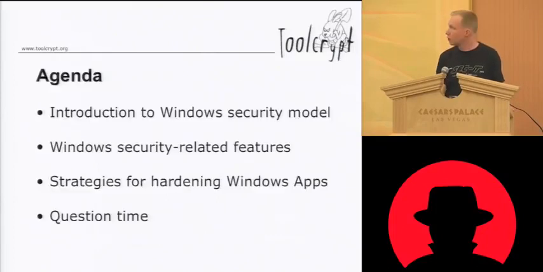So what's this talk all about? The agenda for today is I'm going to give you a brief introduction for those of you who aren't really up to speed on the Windows security model and how security works in Windows. Then we're going to go through some interesting features of Windows that can be used to enhance the security of your applications. We're going to finish off with a section on strategies for making more secure Windows applications by employing some of these technologies that we've talked about. So let's just breeze into this.